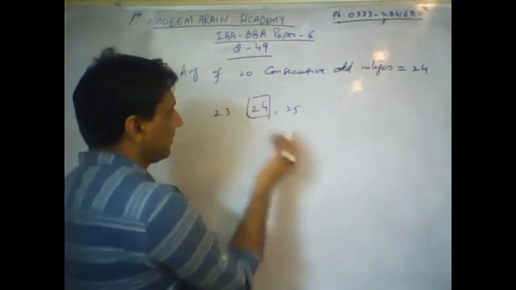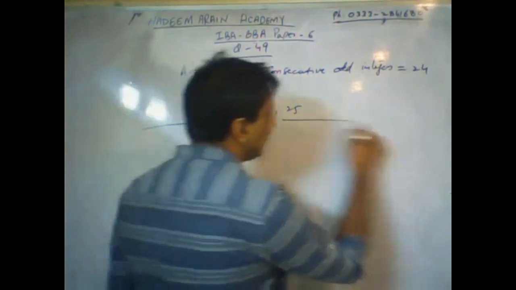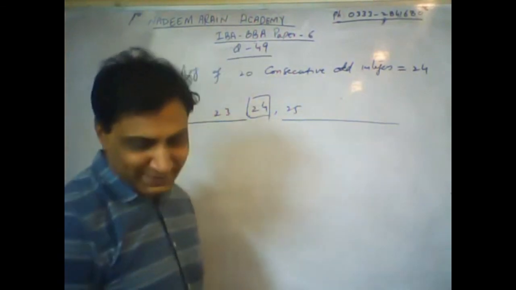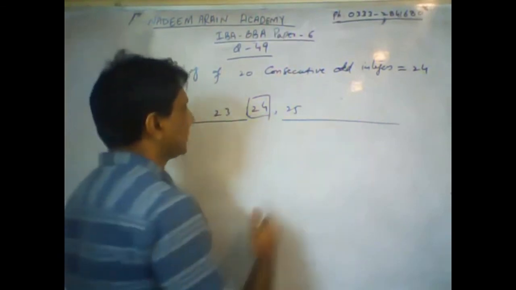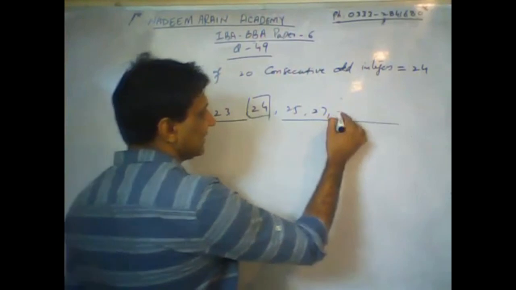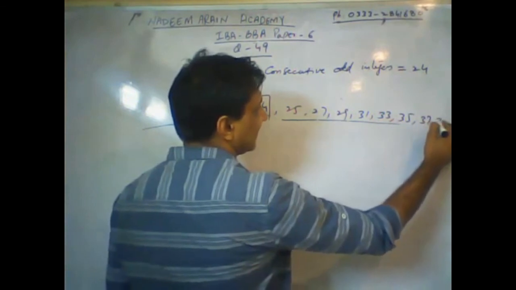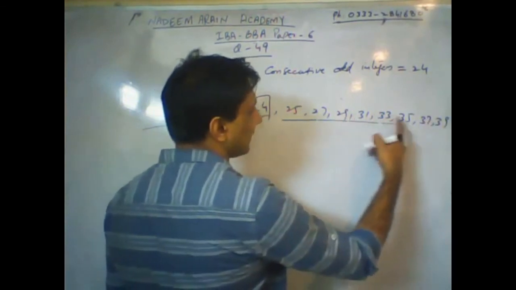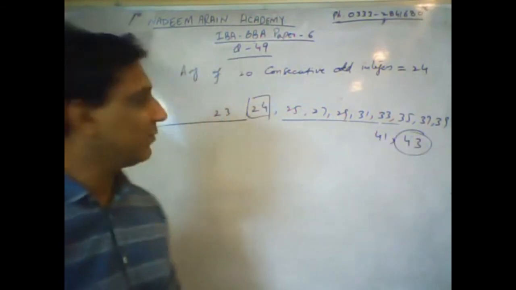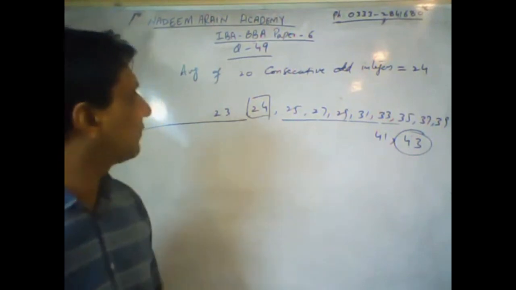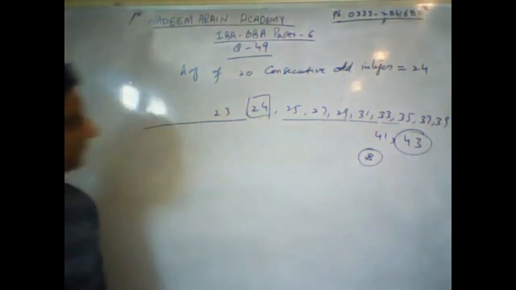As we know there are 20 numbers, so 10 numbers will be below 24 and 10 numbers will be above 24. We need to find the largest of these odd integers. So this is 25, 27, 29, 31, 33, 35, 37, 39, and so on, counting 1, 2, 3, 4, 5, 6, 7, 8, 9, 10. So 43 will be the largest value in this series of 20 consecutive odd integers. So 43 is your answer. That is option B.